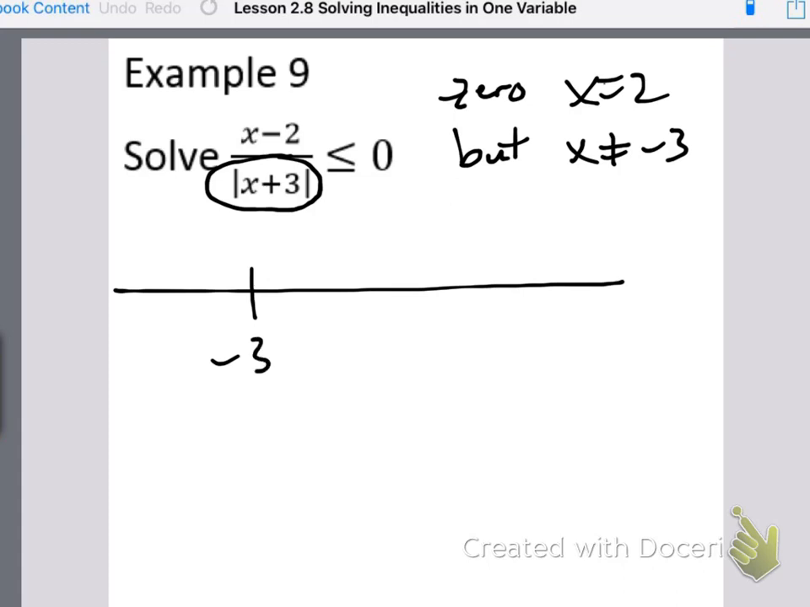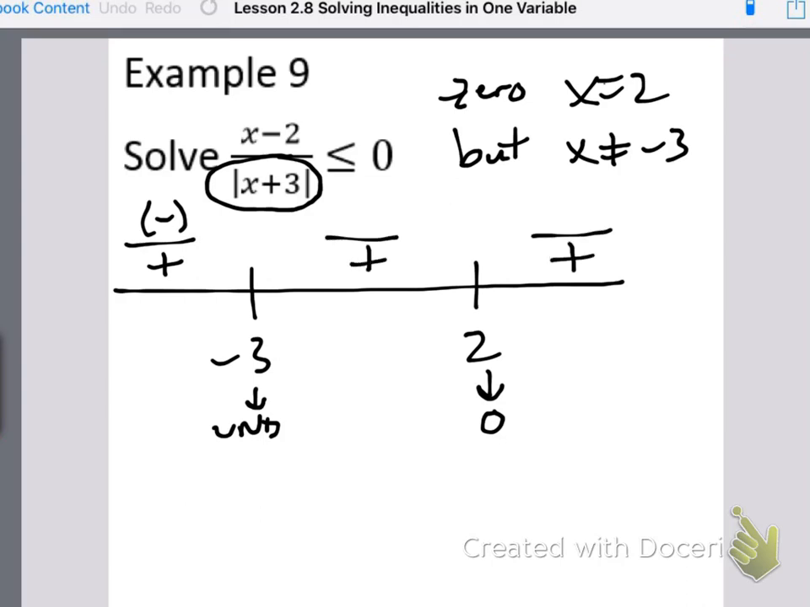So -3 and 2. Let's look at values less than -3. At -3, the function is undefined. At 2, the function is 0. So if I put -4 in, I get a negative over really a positive, because whatever this is, the bottom is going to be positive no matter what I plug in for x, because of that absolute value. So that would give me a negative.